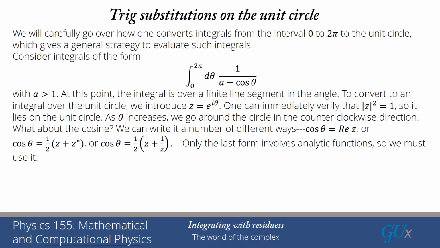If you had a sine, it would be 1 over 2i z minus 1 over z. That would be the expression for the sine function. And of course, if I had tangent, I would take the sine expression divided by the cosine expression, and so forth.